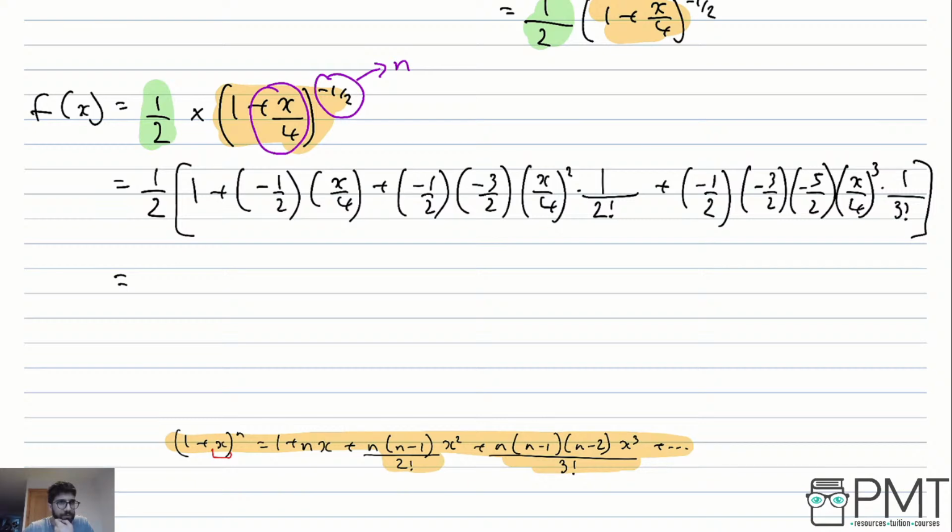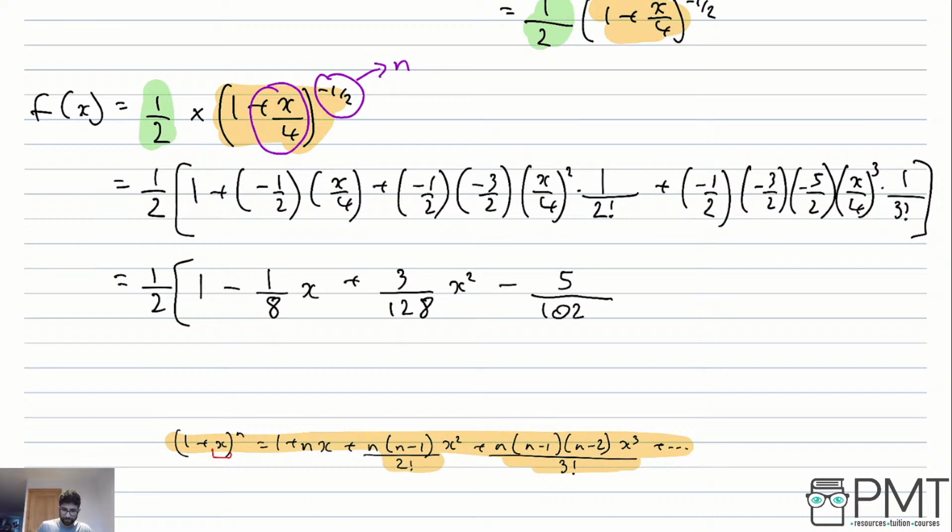Let me see. So we have got, let's see what we have. A half. So I'll keep this there just to make it clear what the inside is. You should have 1 minus 1 over 8x. So that's 2 times 4, plus 3 over 128 x squared, minus 5 over 1024x cubed.